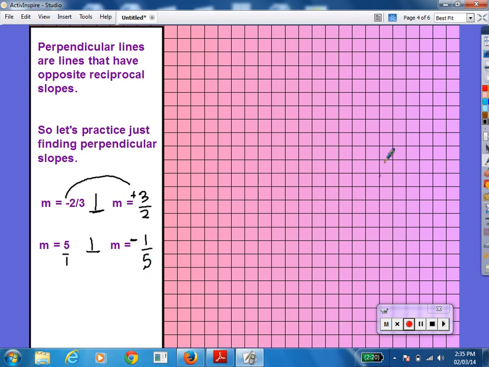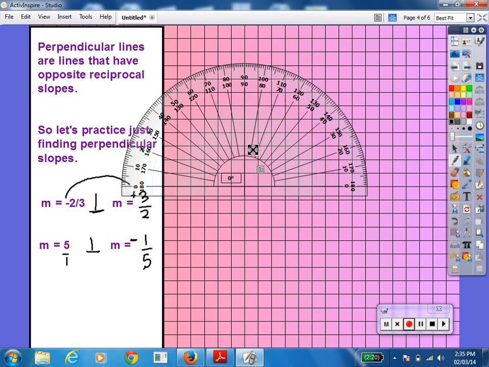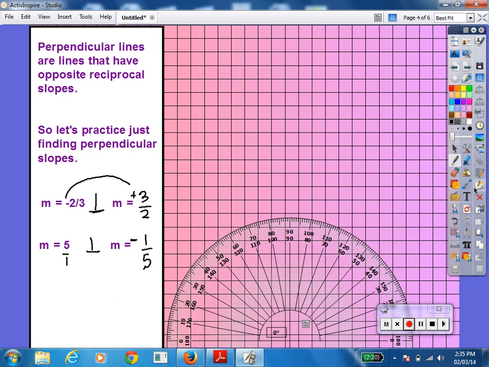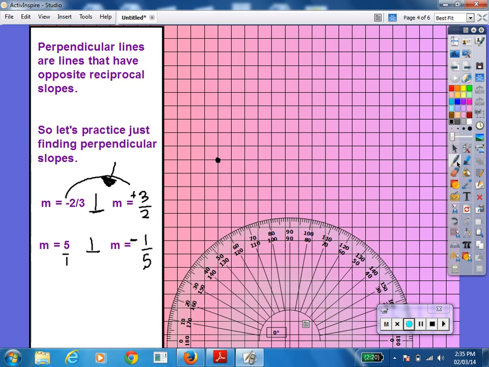Okay, so what I'm going to do is I'll do it in 2 different colors, and I'm going to use my protractor to help us prove it. Okay, so let's start with this point right here, and let's see if these two slopes are perpendicular. Let's prove it with a visual. I need you to remember this part.